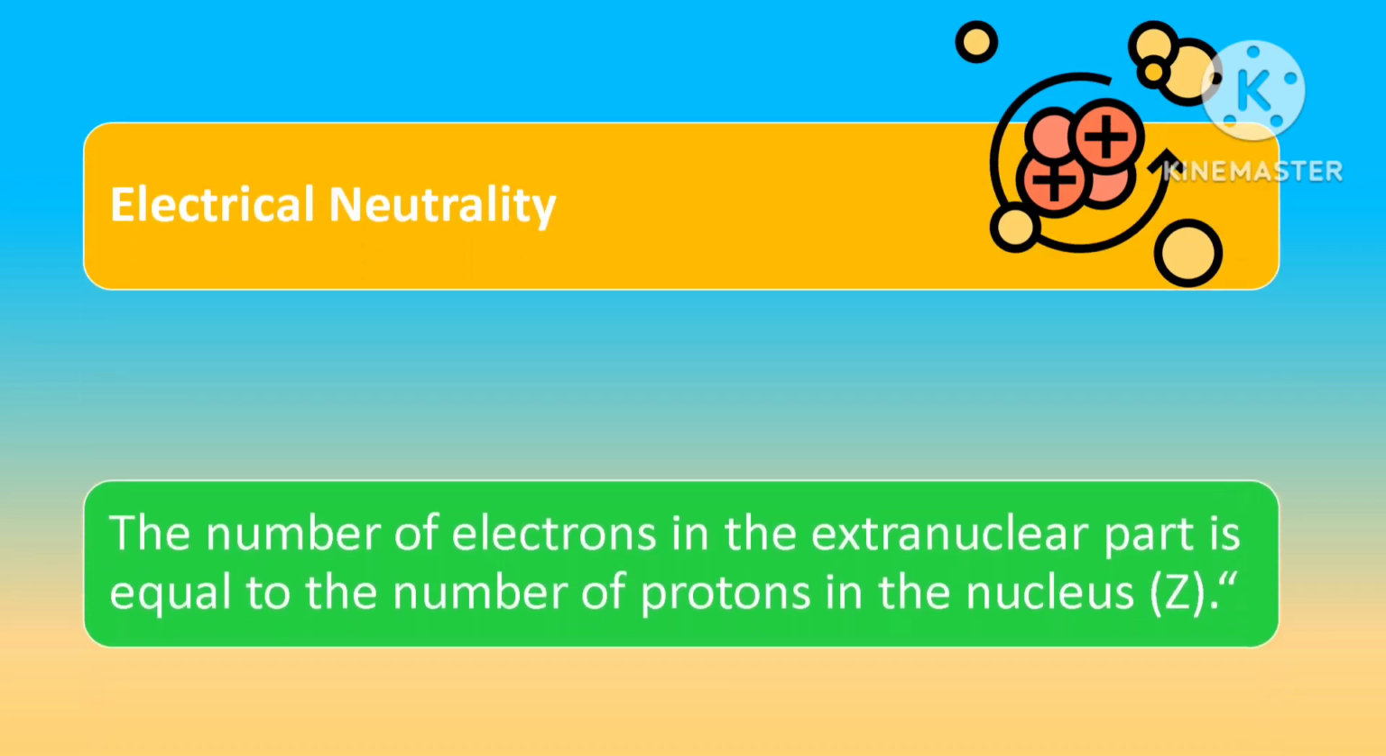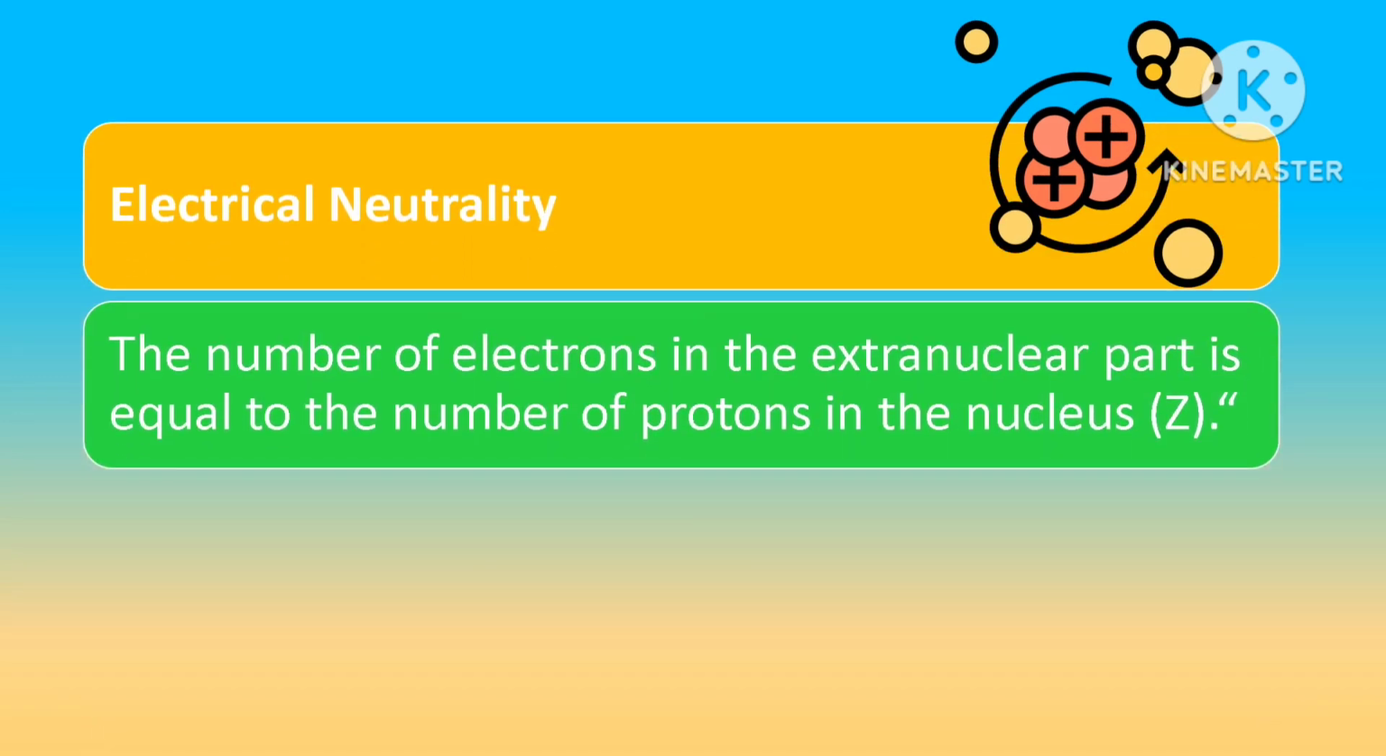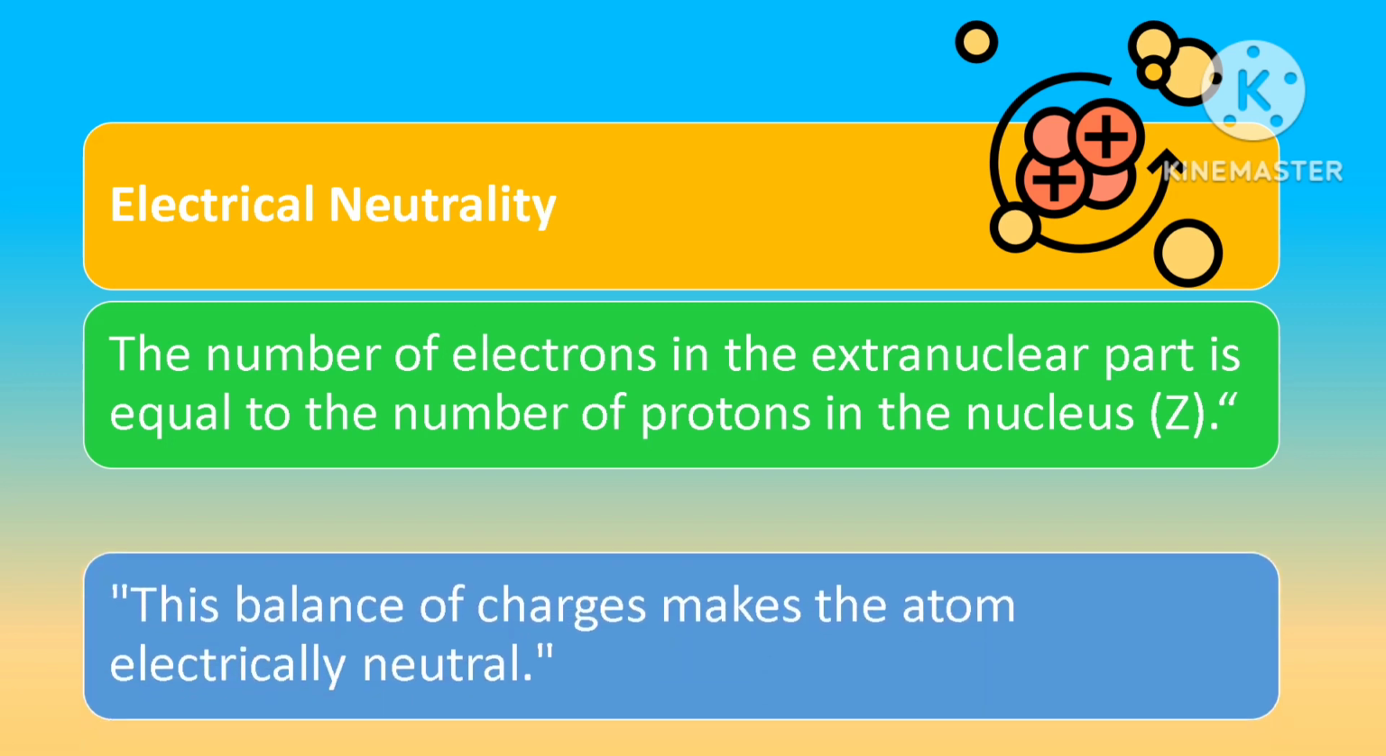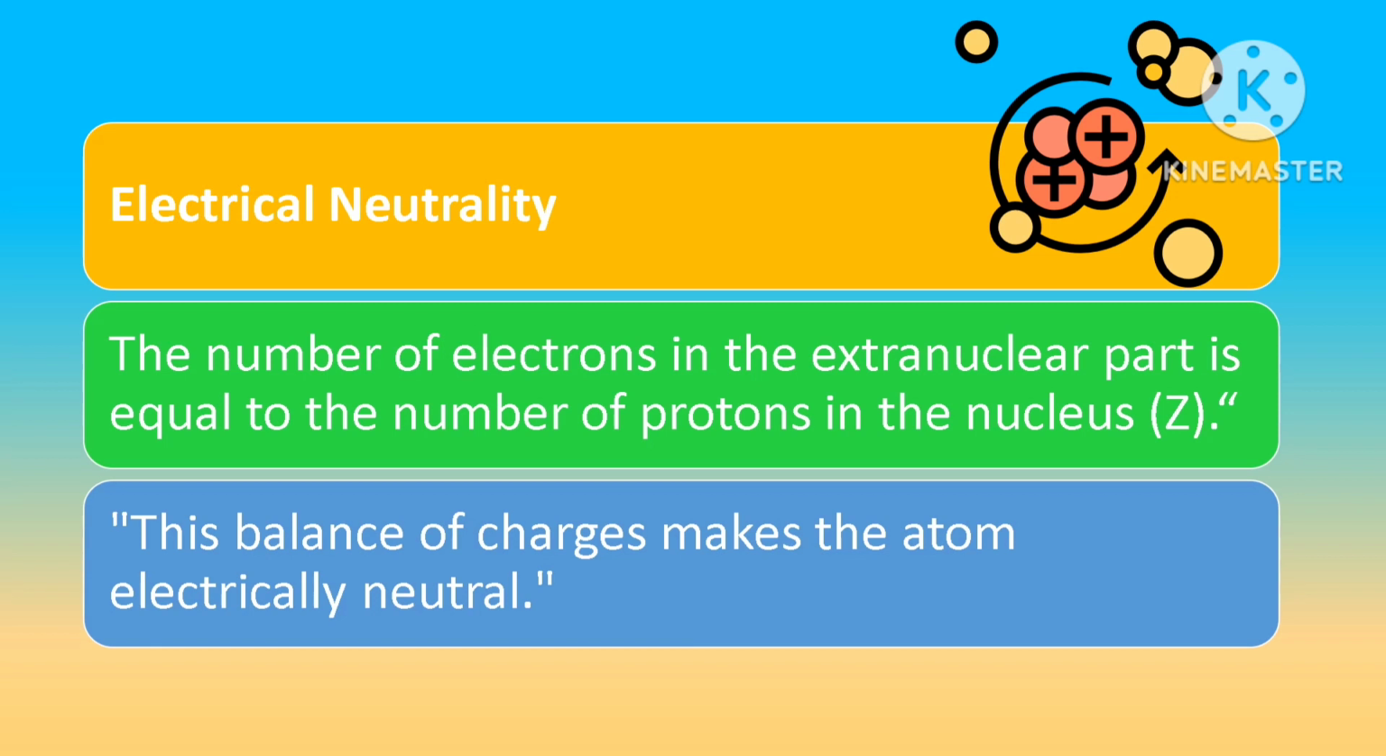Electrical neutrality. The number of electrons in the extranuclear part is equal to the number of protons in the nucleus. This balance of charges makes the atom electrically neutral. Electrically neutral means what? Electrically neutral means that there is no net charge, as the positive charges from protons are balanced by the negative charges from electrons.